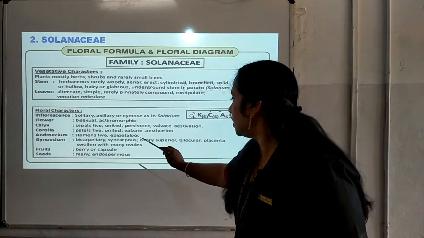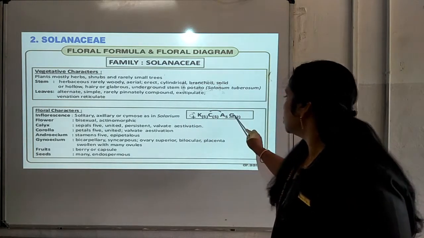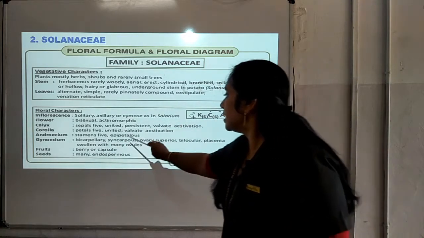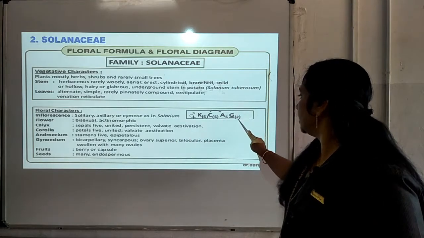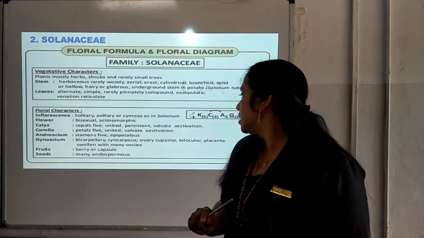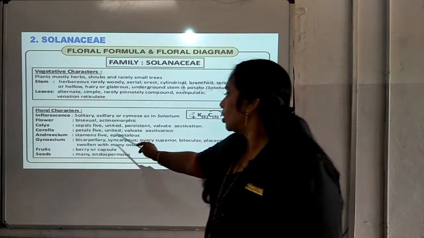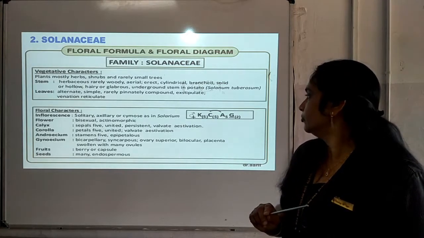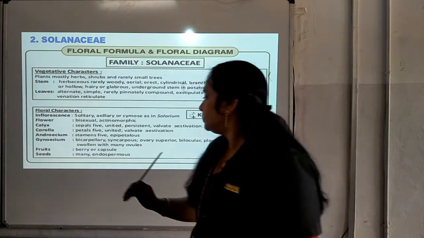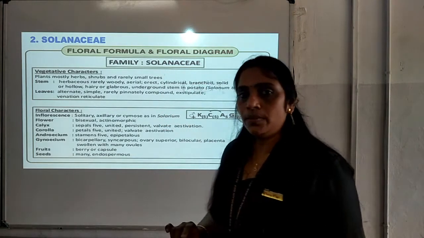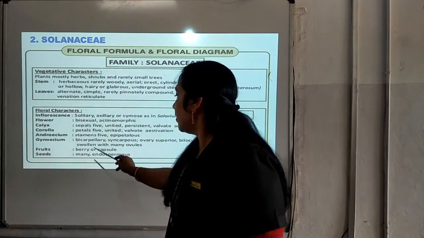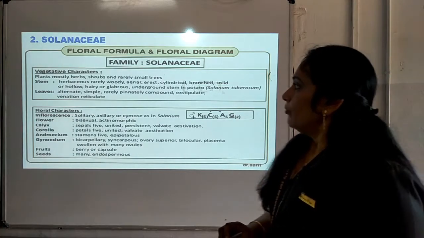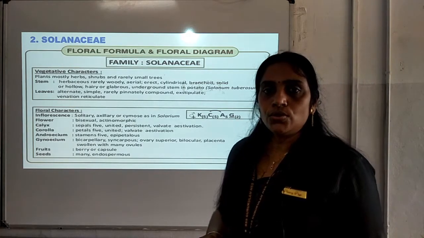Next one, gynoecium, it is bicarpellary, syncarpous, ovary superior. So, gynoecium, ovary superior, bicarpellary means carpels are 2, syncarpous means they are united. And again bilocular, placenta swollen with many ovules, which cannot be shown in the floral formula. Next, fruit, berry or capsule, seeds in the Solanaceae family may be many, and endospermous. So, that is related to the vegetative as well as floral characters of the Solanaceae family.